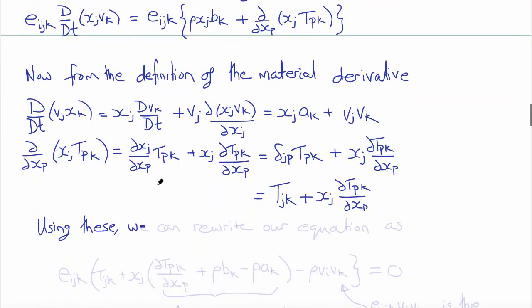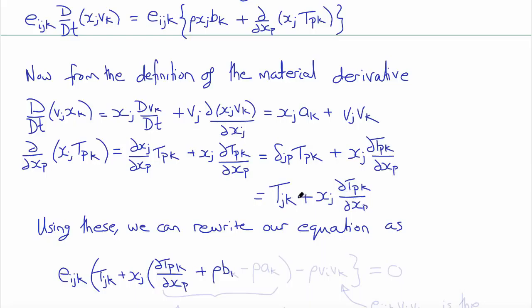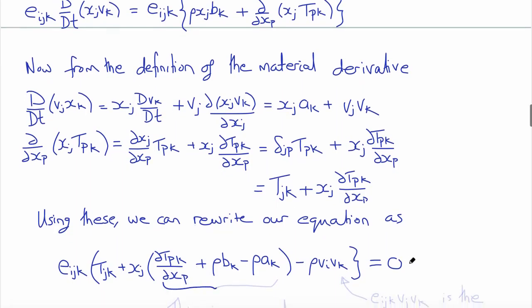So now using these two expressions, we can substitute them into our expression above, take e_ijk outside of everything, and we get e_ijk times t_jk plus x_j times del t_pk/del x_p plus rho b_k minus rho a_k, minus rho v_j v_k is equal to 0.